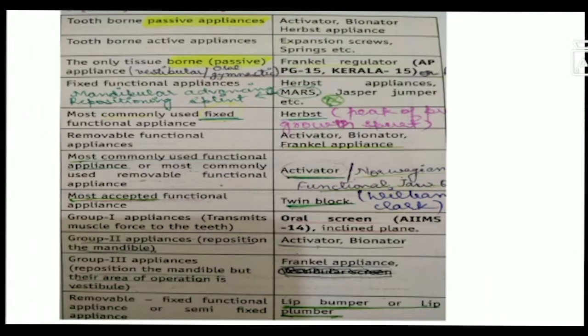Dental Pulse. This box is quite confusing, but all the myofunctional appliances are given here, and all the questions which often come in the exam are given here. So today I'll be giving you some tips and tricks about these appliances. First of all, let's go to tooth-borne passive appliance.